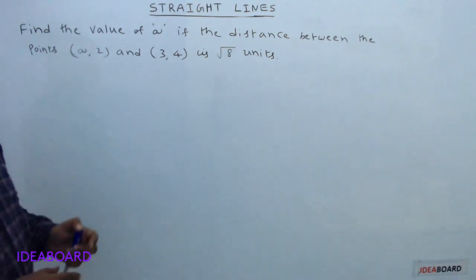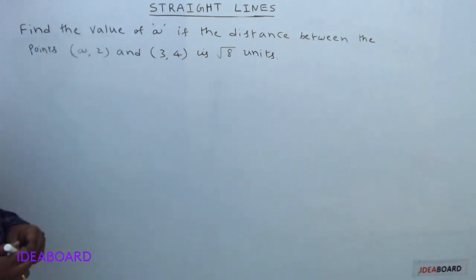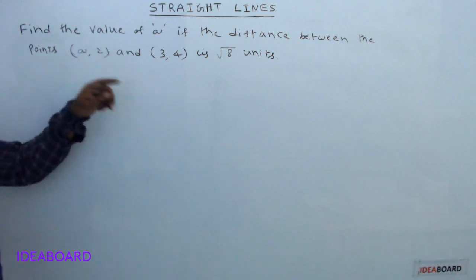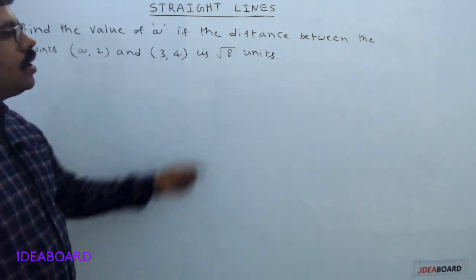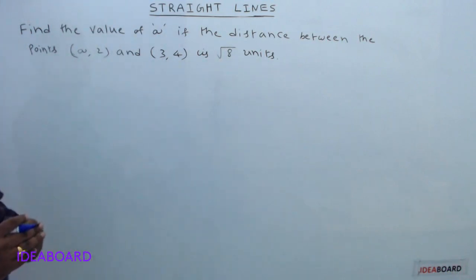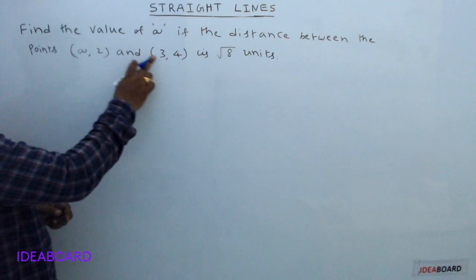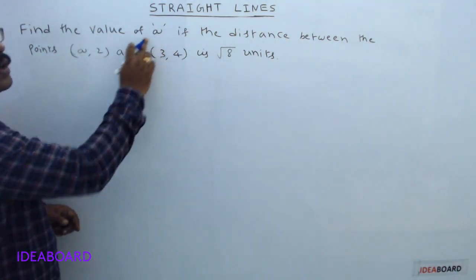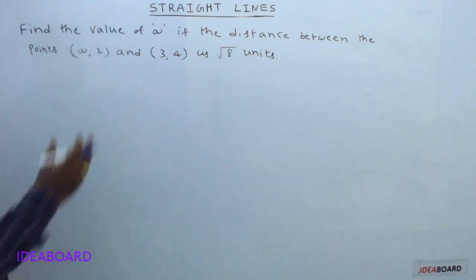Now come to the next problem. Find the value of a if the distance between the points (a, 2) and (3, 4) is root 8 units. Here, what is the given condition? The distance between these 2 points is root 8 units. Then we need the value of a. Now come to the solution.